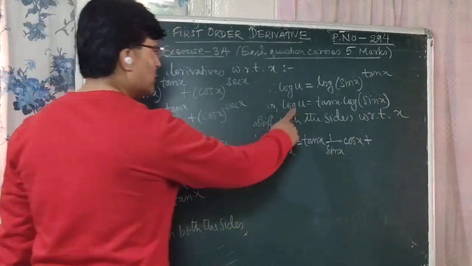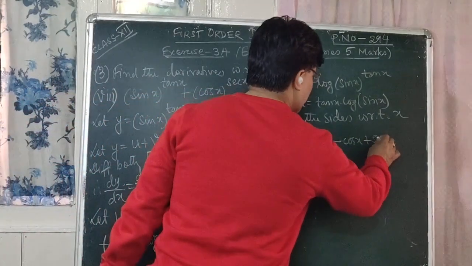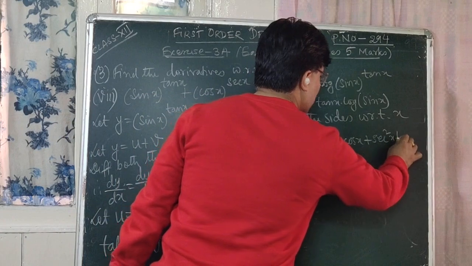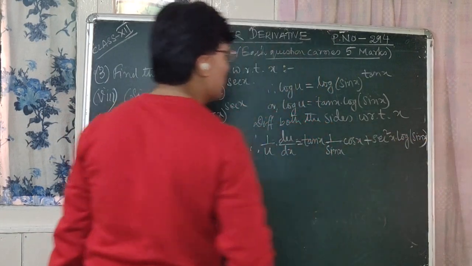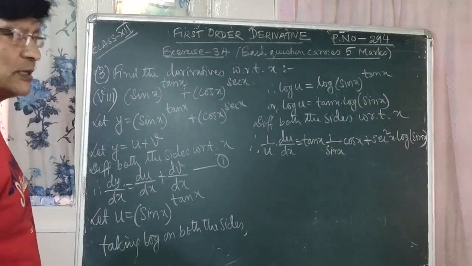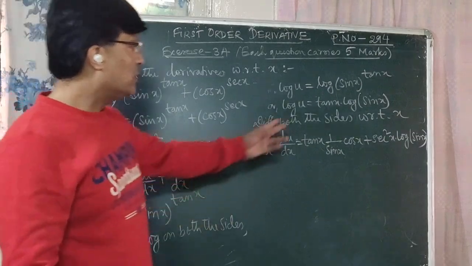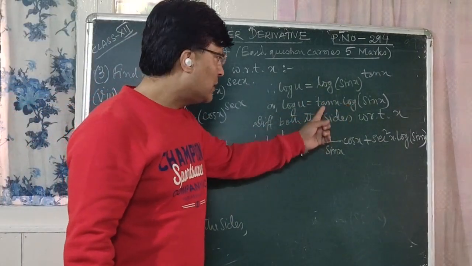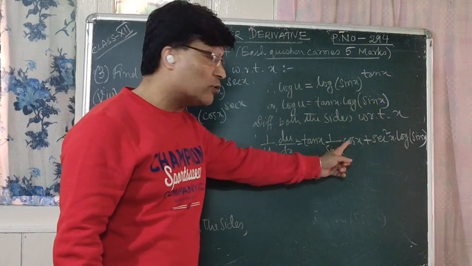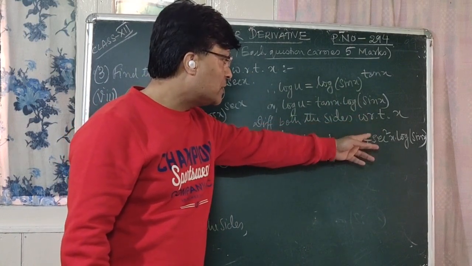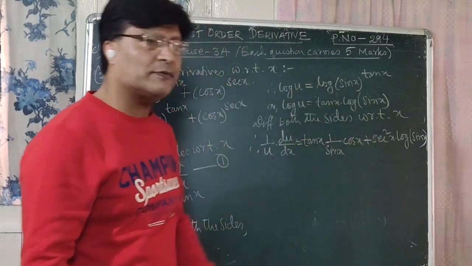Plus, again you have to differentiate tan x. What is the differentiation of tan x? It is sec square x into log of sin x. Is that clear now? So you have understood? In this case we have used the UV rule. Tan x is kept as it is. What is the differentiation of log of sin x? 1 by sin x into cos x, plus now it is tan x. What is the differentiation of tan x? It is sec square x into log of sin x.